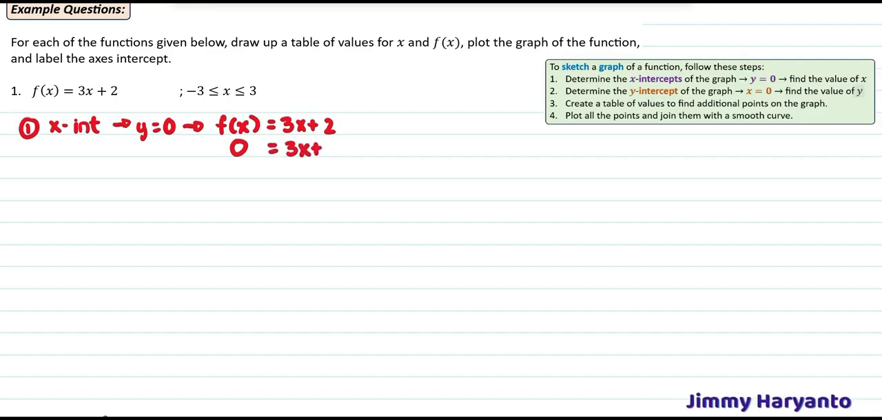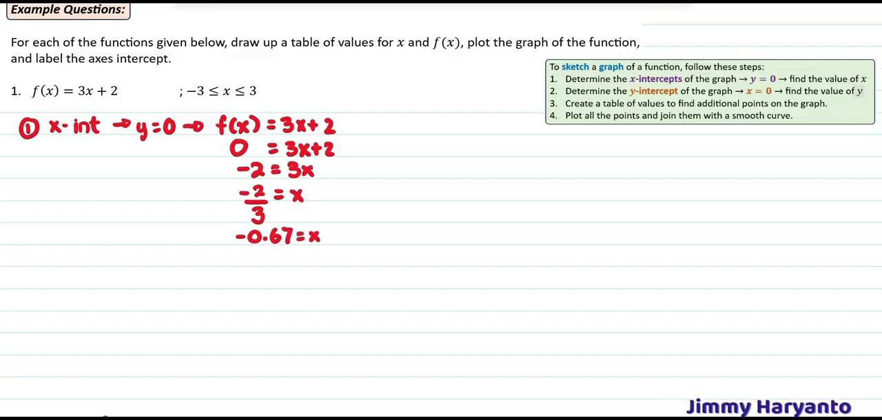So 0 equals 3x plus 2. So move the 2 to the left hand side, you will have negative 2. And then you will move the 3 to the left hand side, you will have negative 2 over 3. Or in decimals, this one will be negative 0.67. Why did I calculate the result as decimals? Because we will plot it later on the Cartesian plane, and it will be easier if you use decimals.